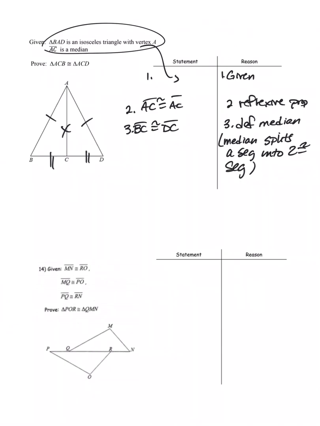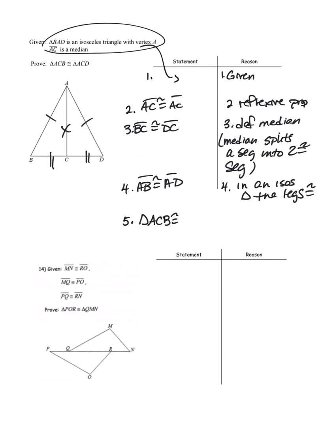Okay, so then we have these legs congruent. So AB is congruent to AD because in an isosceles triangle, the legs are congruent. And now we can say that these 2 triangles are congruent by side, side, side. Most kids don't need to separate the picture for that. So if you need to, go ahead, but I'm not going to do that.